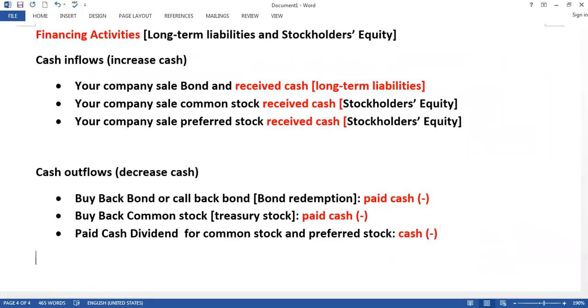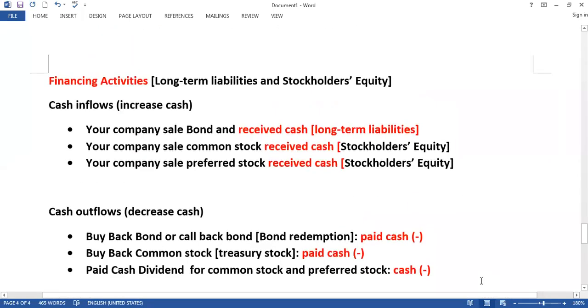So this is the summary of financing activities. If your company does not have cash, what can your company do? Your company can sell bonds and receive cash. So it is a plus item. Cash is plus here. And it is related to long-term liabilities, because we have to prove that financing activities means the long-term liabilities and the stockholders' equity.